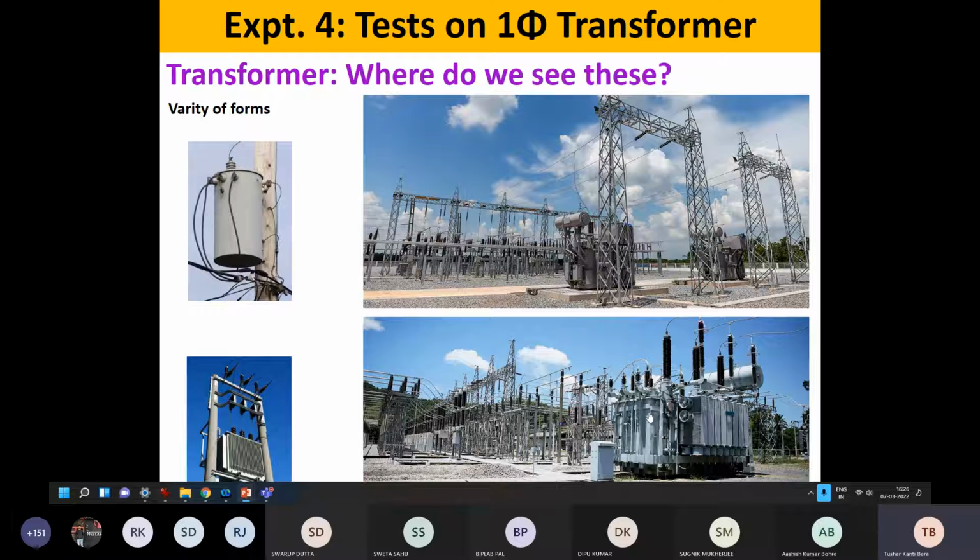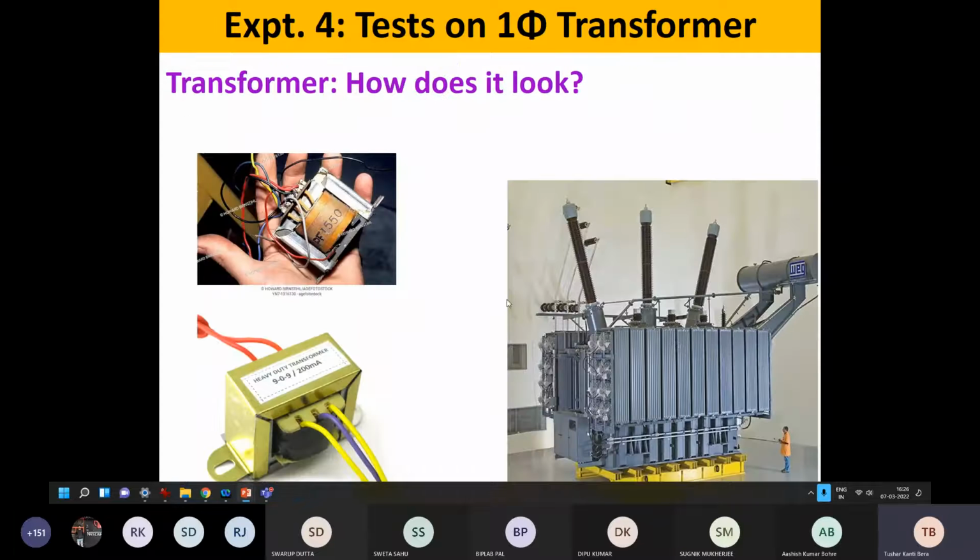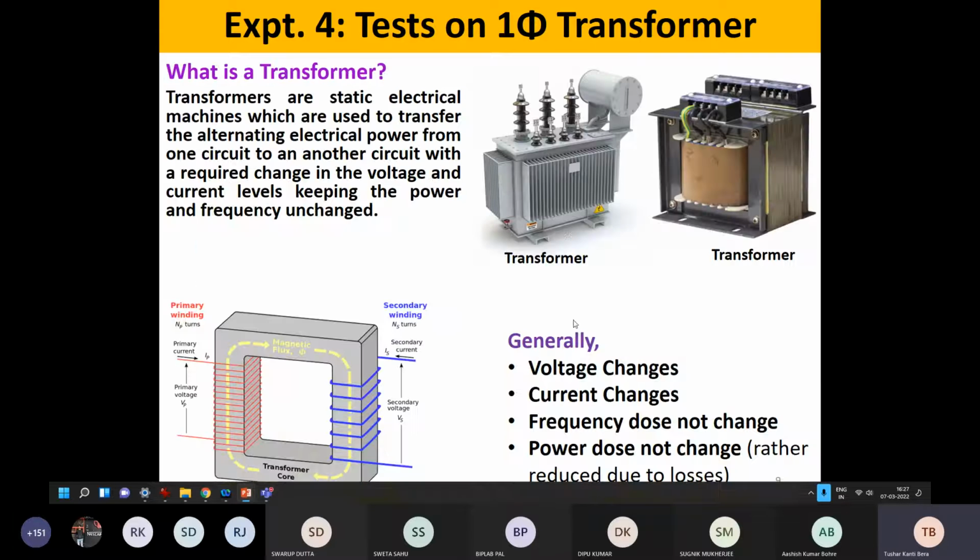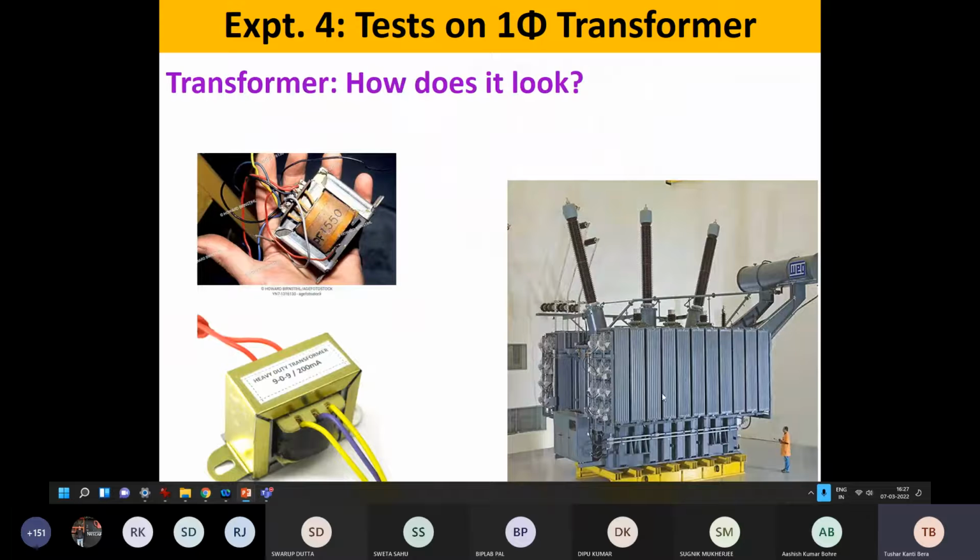Now these are the pictures where we can see, generally in our society, either on the pole there will be some transformers, pole mounted transformers, or sometimes in the switchyard also. Sometimes transformers are made with very small size for handling small amount of power. That's why these transformers are called low power transformers. And sometimes they are made with very large volume for handling a lot of power. So it is called power transformer.